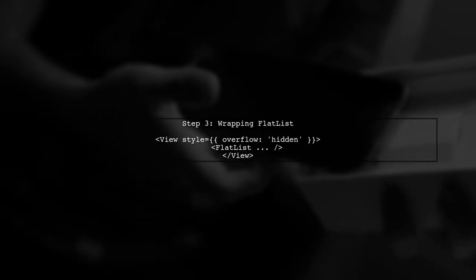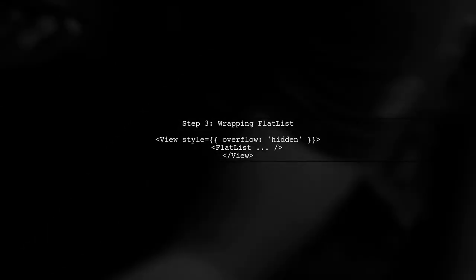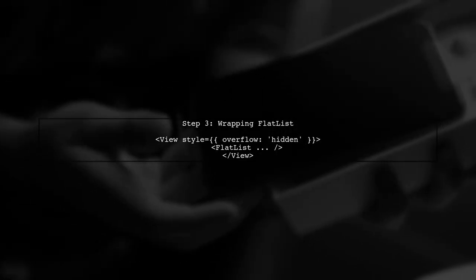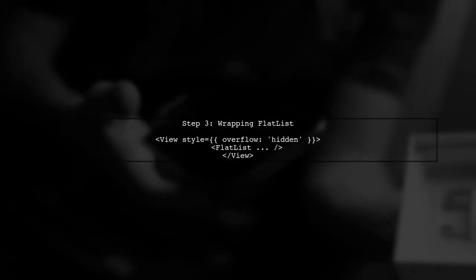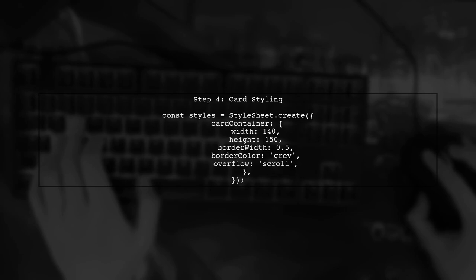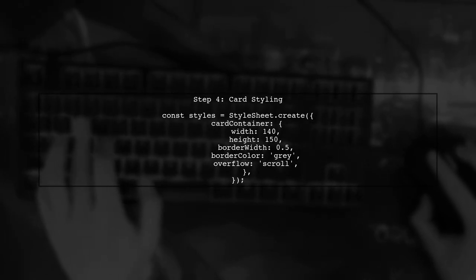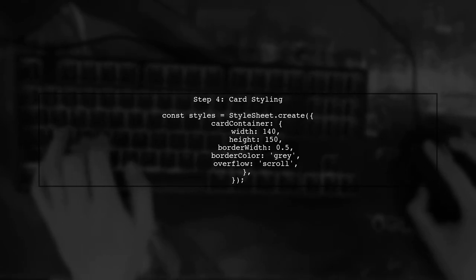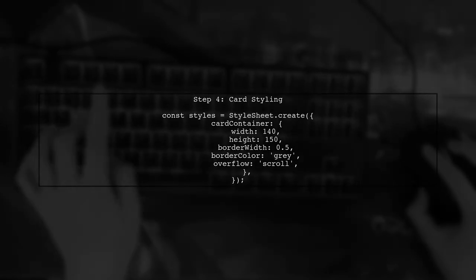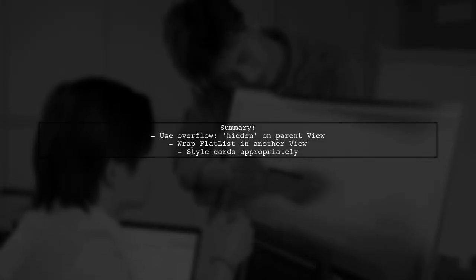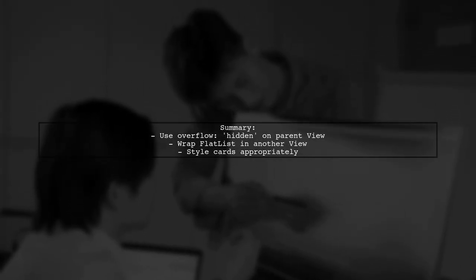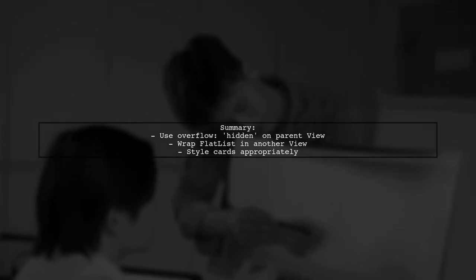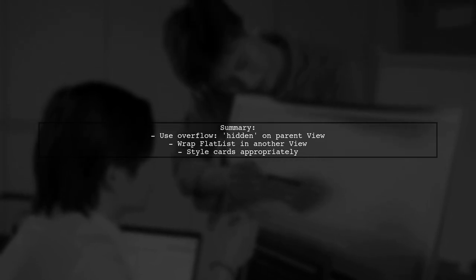Additionally, we can wrap the FlatList in another view component to ensure that the scroll bar does not appear. This is crucial for achieving a clean look. Finally, ensure that the card components within the FlatList are styled correctly to maintain their layout without the scroll bar. By following these steps, you can successfully hide the scroll bar in a horizontally scrolling FlatList in your React Native application.